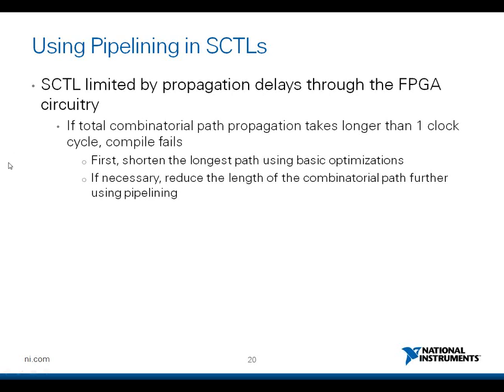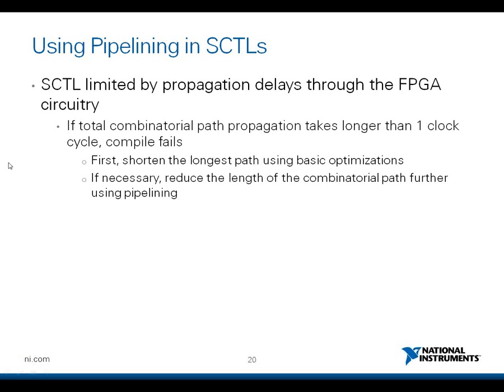SCTL is single cycle time loop, which is limited by propagation delays through the FPGA circuitry. If total combinatorial path propagation takes longer than 1 clock cycle, the compile fails. So what should we do? A combinatorial path is the path through logic between the output of a register and the input of another register on an FPGA. A register stores data on an FPGA and updates the data on the rising edge of a clock. Long combinatorial paths take more time to execute and limit the maximum clock rate of the clock domain.